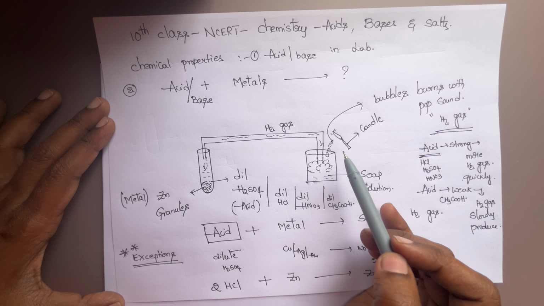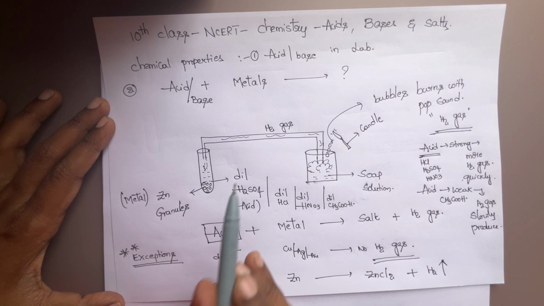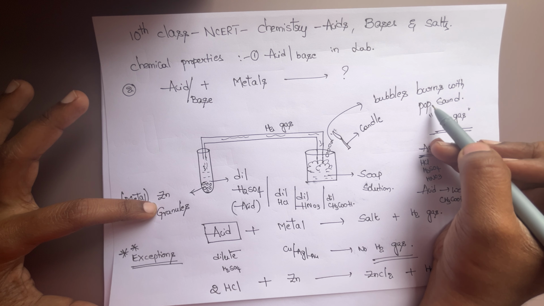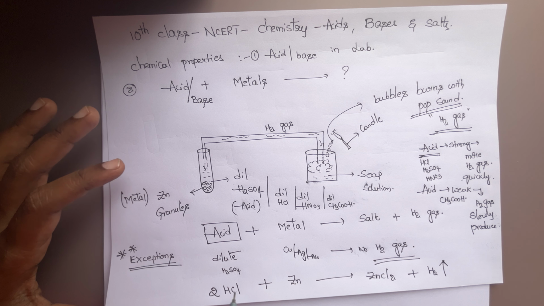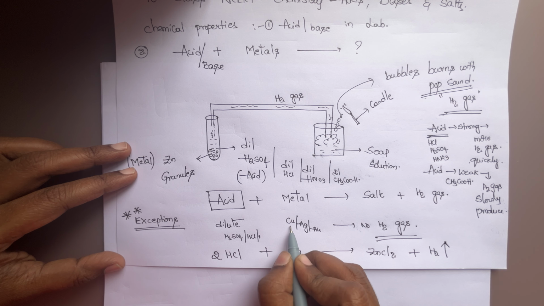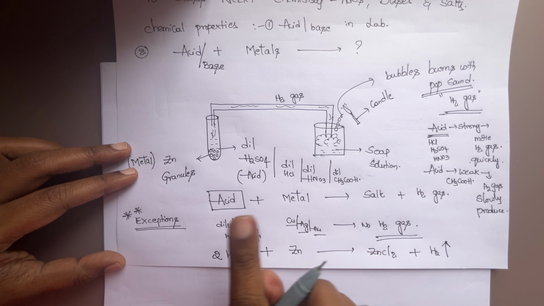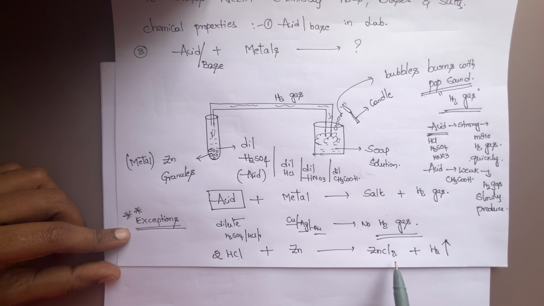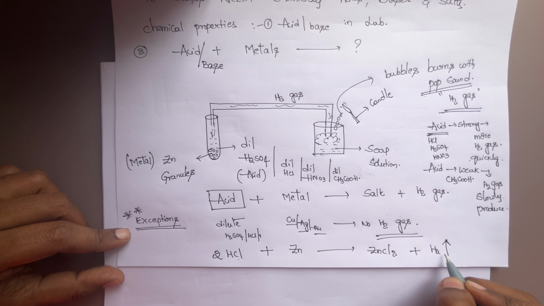If you remember this experimental setup, everything is easy. What happened when acid reacts with zinc granules? Hydrogen gas is liberated. How to identify it? It gives the pop sound with the candle. Then exceptions are there. All acids do not react with all metals. In most cases the reaction is the same. One exception is dilute H2SO4 or dilute HCl: with copper, silver, gold it does not give any hydrogen gas. This exception is very important in competitive exams. HCl plus zinc gives zinc chloride, a salt, plus hydrogen gas.